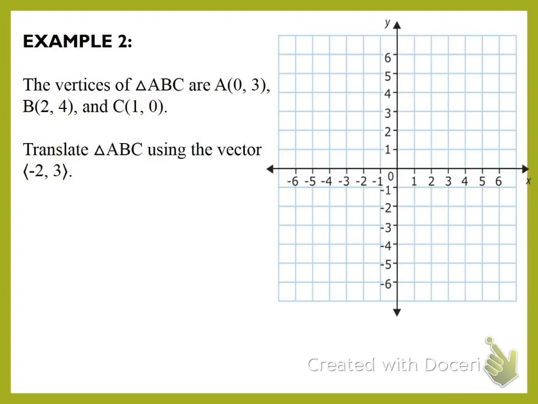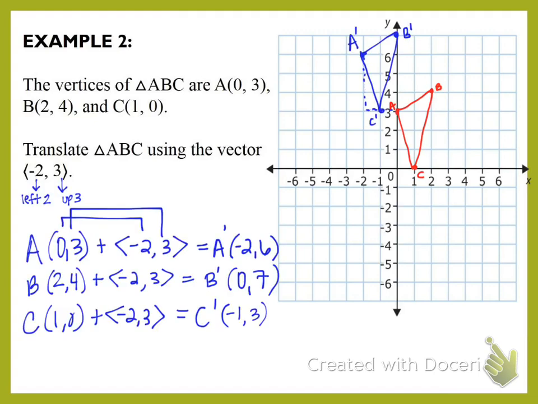So let's take a look at this example. It says the vertices of triangle ABC are (0, 3), (2, 4), and (1, 0). So let's draw that. There's my triangle. And now I want to translate ABC using the vector <-2, 3>. So remembering that the vector is telling us how to move horizontally and how to move vertically. So it's telling us that every point should move left 2 and up 3.